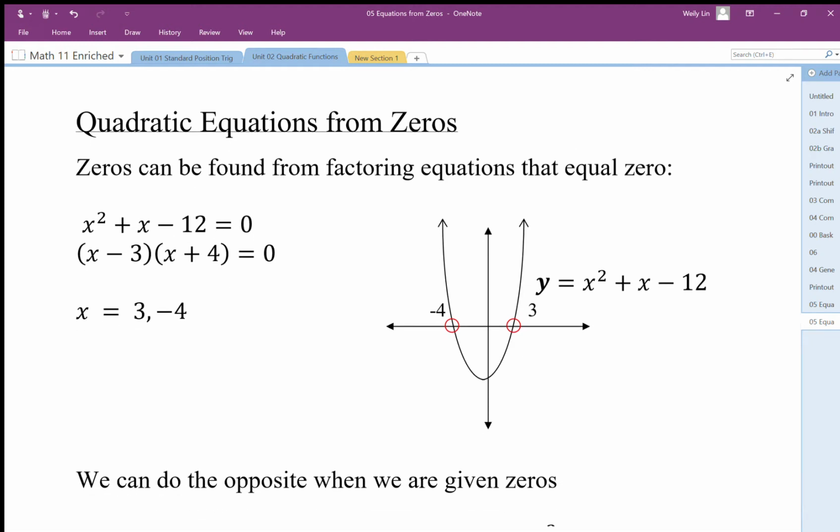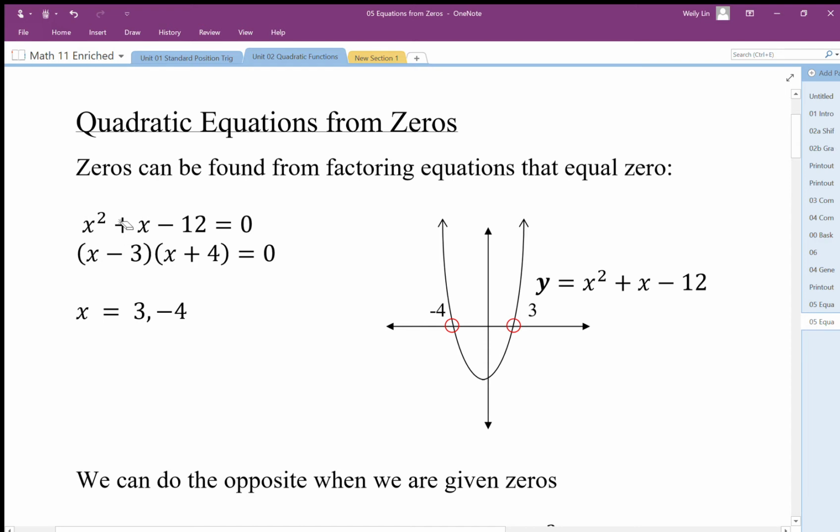So we can find the zeros of a quadratic equation. We have a quadratic equation here, x squared plus x minus 12. And we can factor this quadratic into x minus 3, x plus 4. And we can say that the zeros, where this equation is equal to 0, are going to be at x equals 3, because if I substitute 3 into here, this all equals 0. If I substitute negative 4 into here, this equation all equals 0.